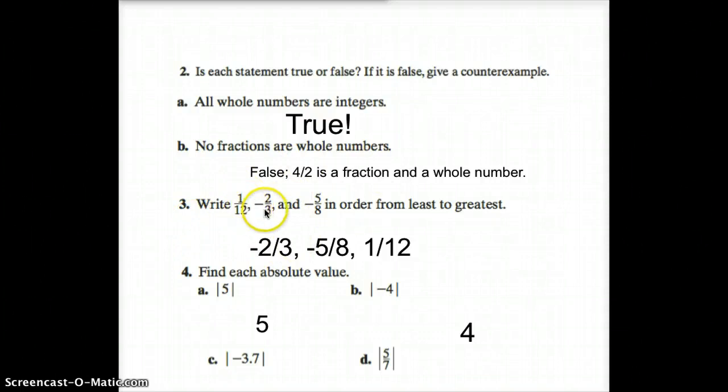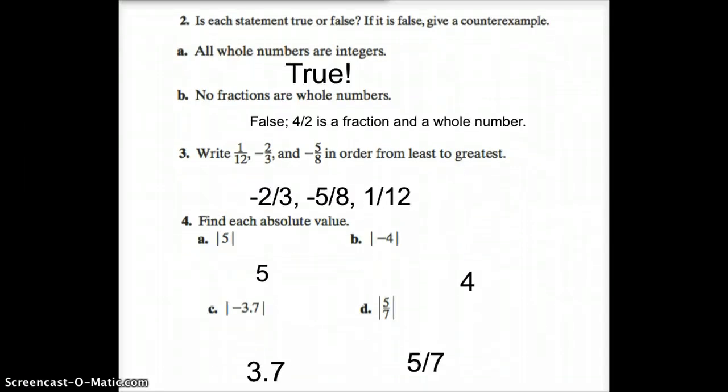Ordering 1/12, negative 2/3, and negative 5/8, again from least to greatest. So we're going to take our smallest number here, which is going to be negative 2/3, and then negative 5/8, and then 1/12. A good way to do this would be to add these to a number line, and then start with your least, which is the leftmost, and work your way to the right.